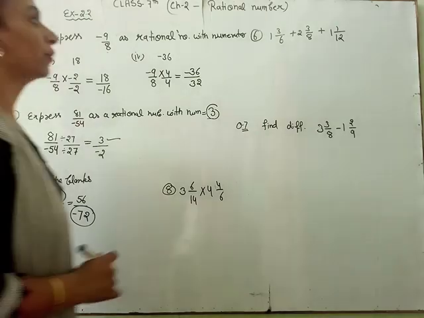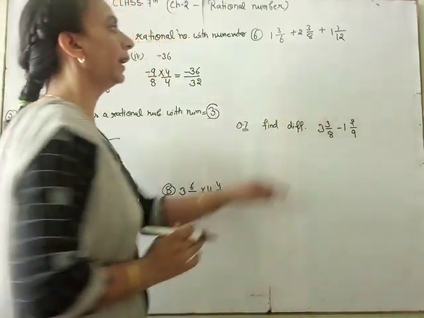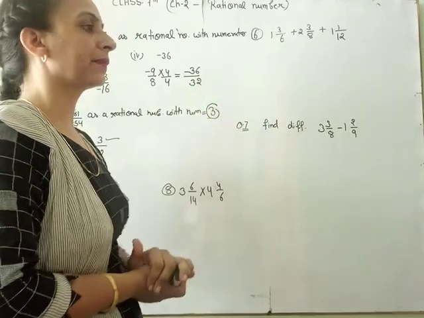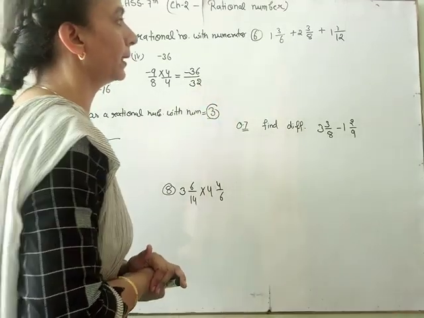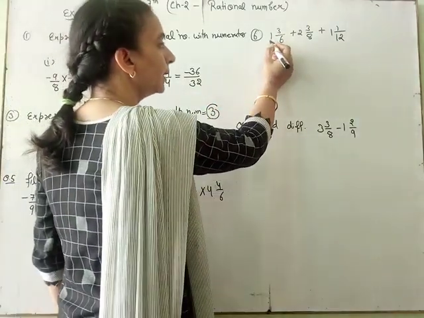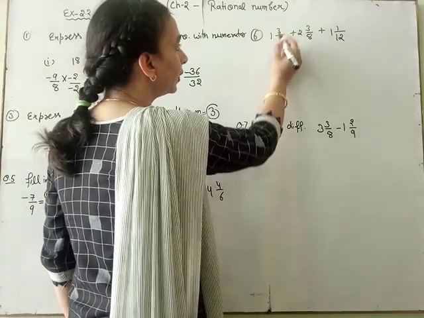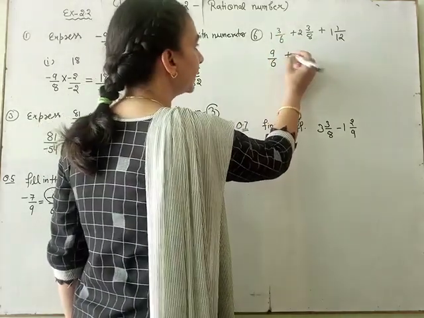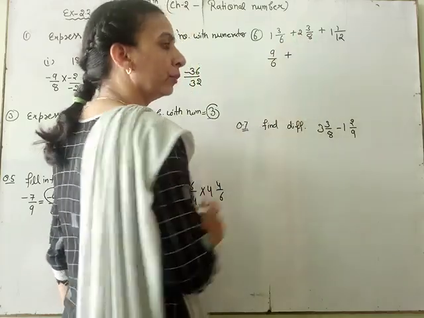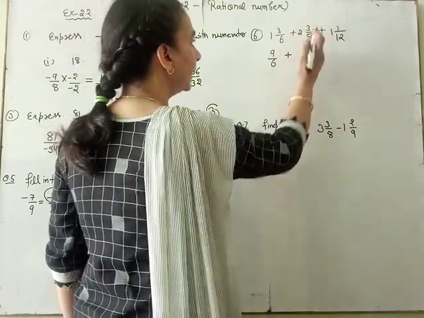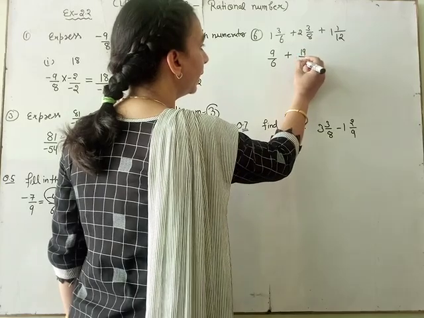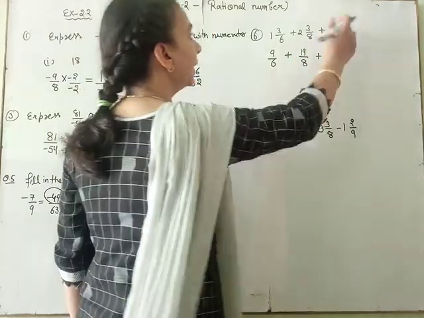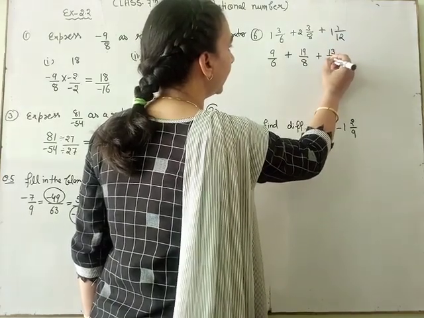Next, question number 6. We add these numbers. First of all, these are mixed fractions. First, we express them in simple form. 6 times 1 is 6, and 6 plus 3 is 9, so 9 by 6. Next, plus 8 times 2 is 16, and 16 plus 3 is 19, so 19 by 8. Okay, plus 12 times 1 is 12, plus 1 is 13, so 13 by 12.